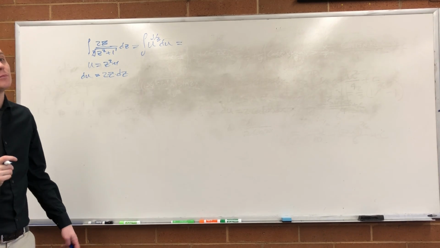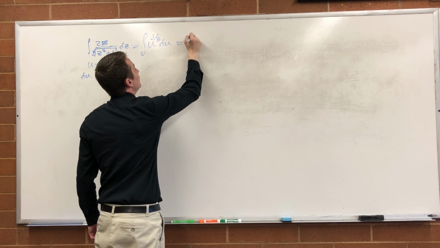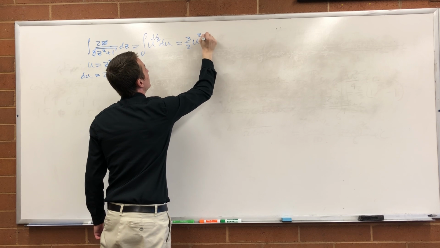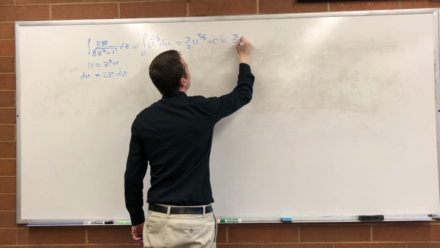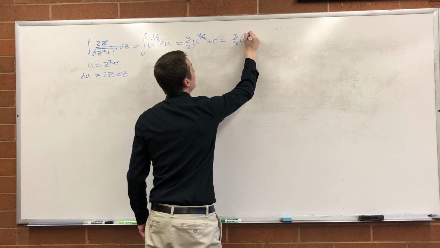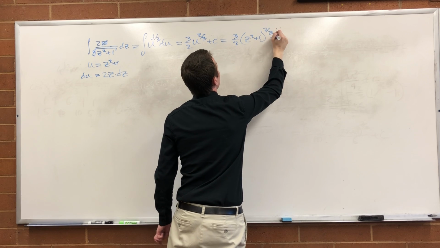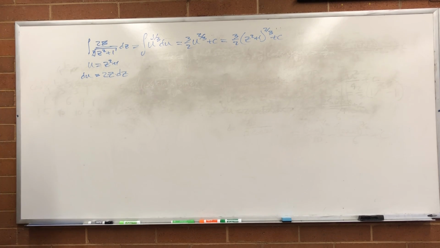What is it? u to the 2/3 over 2/3, so 3 halves times u to the 2/3, which is equal to 3/2 times z squared plus 1 to the 2/3, plus C. There it is. So even though that thing looked a little bit convoluted, like maybe we're going to get stuck, nope, turns out we were fine. That was pretty straightforward.